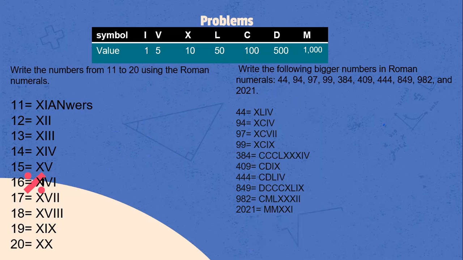384 is CCCLXXXIV, 409 is CDIX, 444 is CDXLIV, 849 is DCCCXLIX, 982 is CMLXXXII, 2021 is MMXXI. And if you guys think this is too challenging, I'll also make a video, probably I'll send a link in the description here.